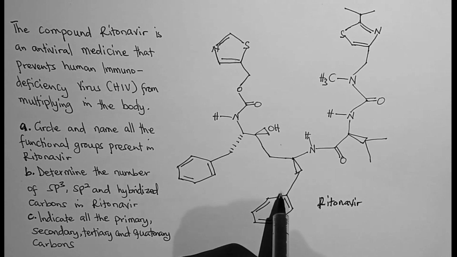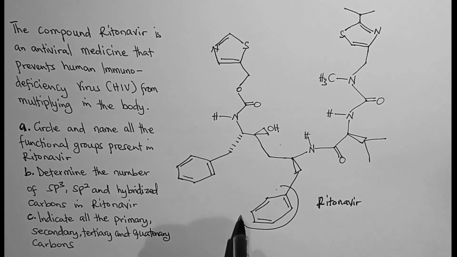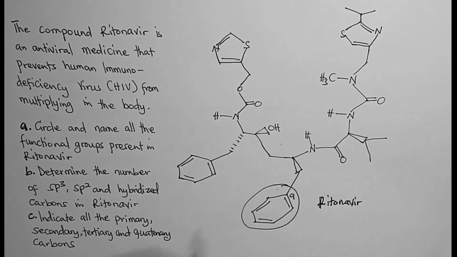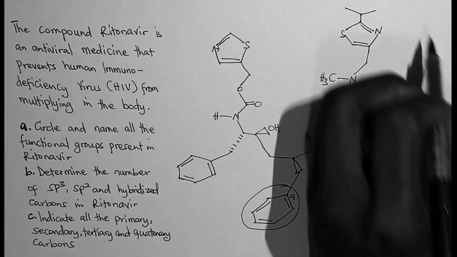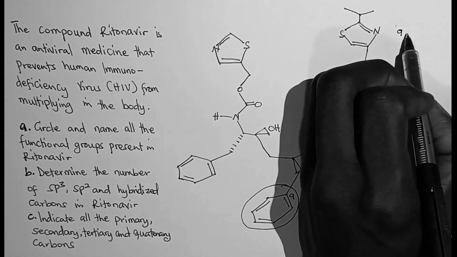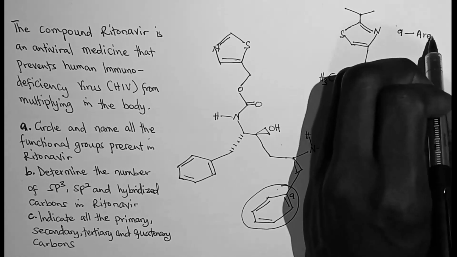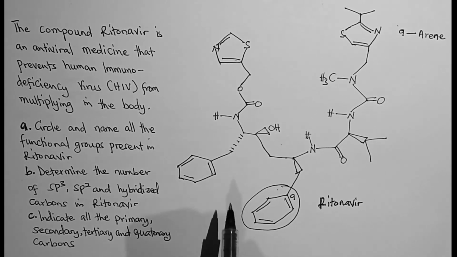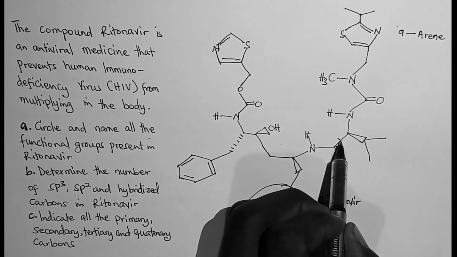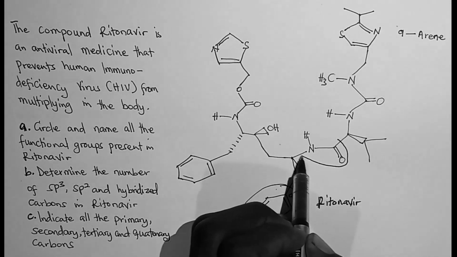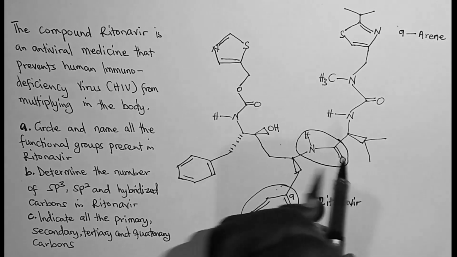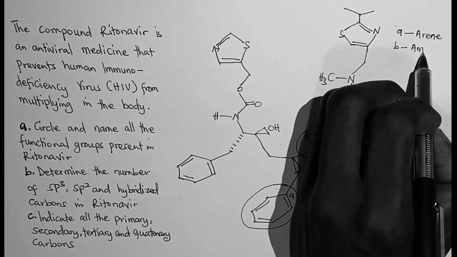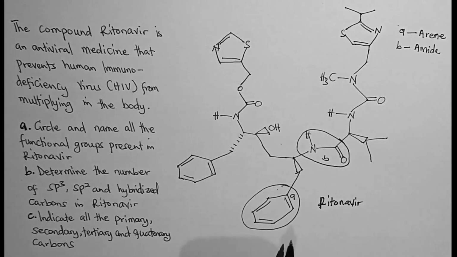Okay, so you see that right from here, the arenes are always the easiest. So let's label this as A. So let me write it here. The functional group A is an arene. And then the next one we can see is a carbon bearing a double bond, which is connected to a nitrogen. So this is B, and B is an amide. So that is an amide group.